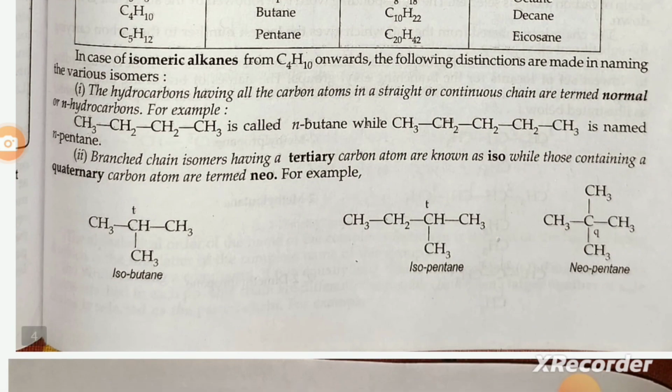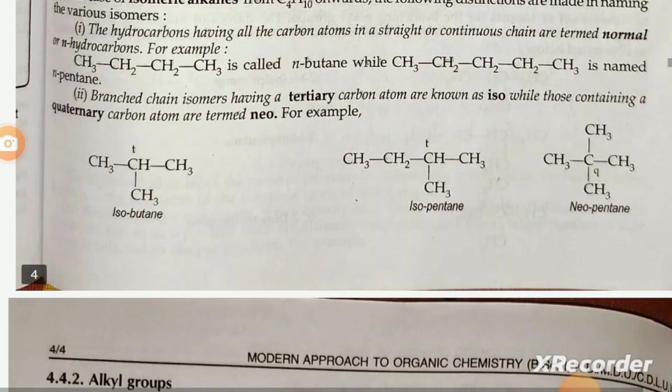Second, branched chain isomers having a tertiary carbon atom are known as iso, while those containing a quaternary carbon atom are named neo. For example, CH3CH(CH3)CH3 is isobutane, CH3CH2CH(CH3)CH3 is isopentane, and the third is neopentane.